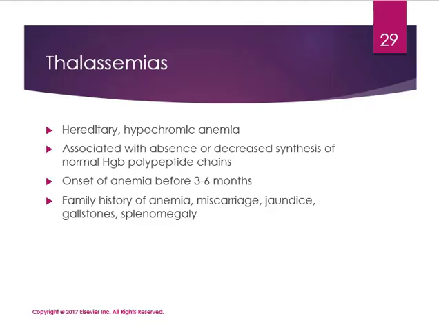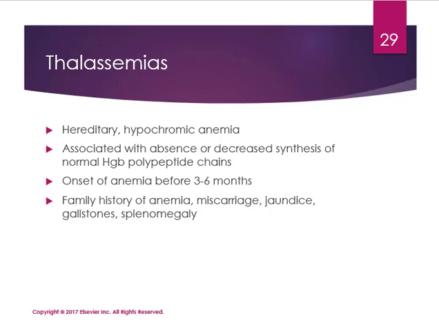Hi everyone, we're back for part 2 of chapter 27 for hematology, and we're going to start with thalassemias. So thalassemias are hereditary hypochromic anemias that are seen in the absence or decreased synthesis of the normal hemoglobin peptide, and they can either be alpha or beta globin chains, and also seen with the excess of other hemoglobin chains.